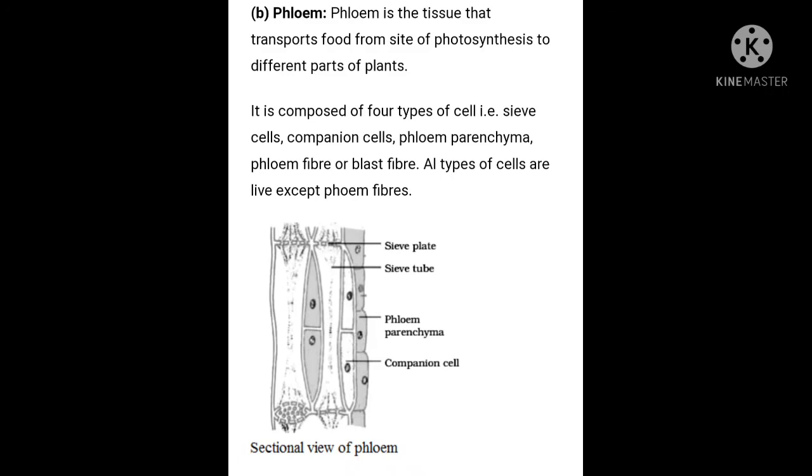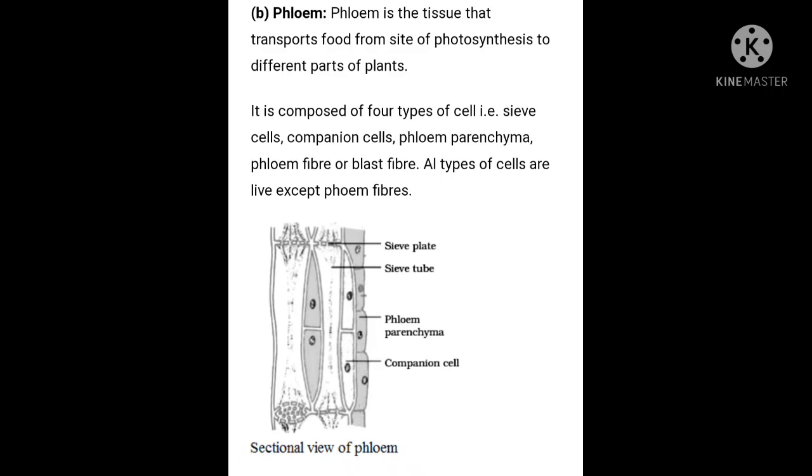It is composed of 4 types of cells. As I have discussed the structure of the phloem, one more time I will be discussing it with you. The 4 types of cells that we already know are the sieve cells, companion cells, phloem parenchyma, and the phloem sclerenchyma, that is the phloem fibers, or the bast fibers. All types of cells are living except the phloem fibers. The phloem sclerenchyma are dead cells, otherwise all are living cells.